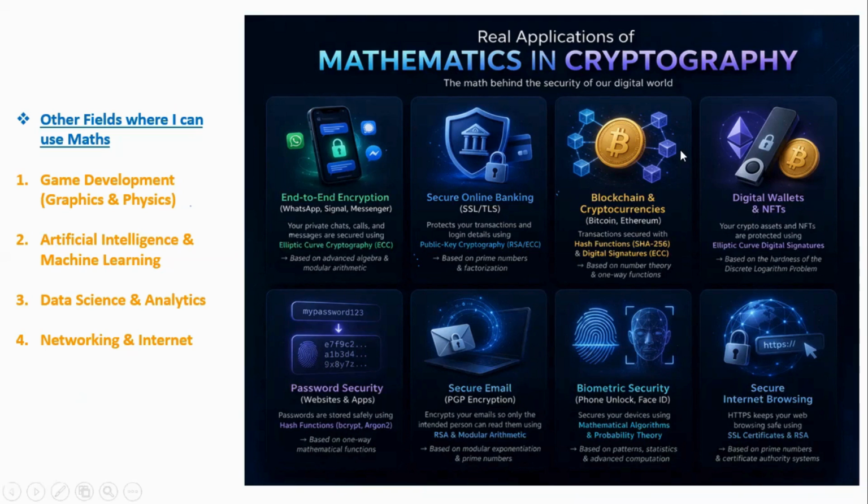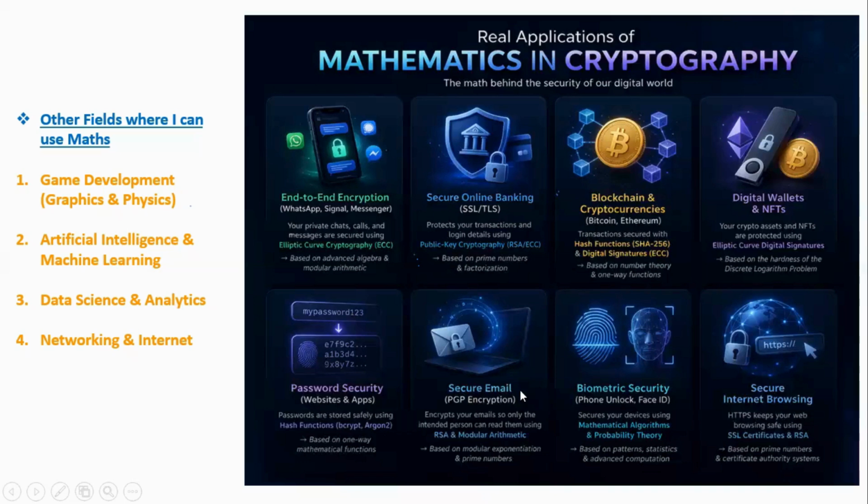Another is blockchain and cryptography. Digital wallets and NFTs are made, and it uses the same RSA algorithm. Password security, like you can see the hash or bcrypt form of a password is generated, bcrypt or Argon2. These are some of the hash functions used for converting the simple password into a different size or length of password, so no one can easily access it.